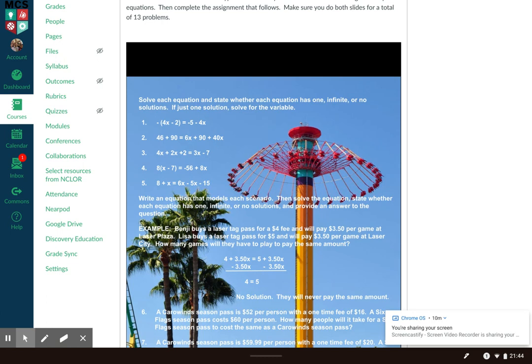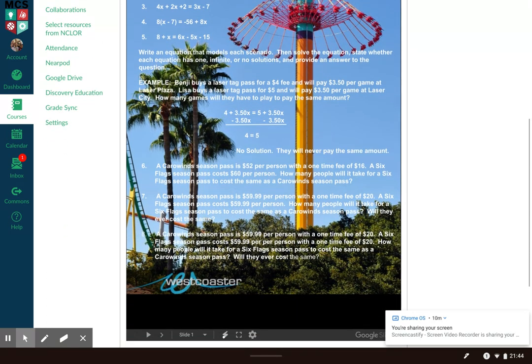Okay? Then the next part says to write an equation that models each scenario, then solve the equation, state whether each equation has one, infinite, or no solutions, and provide an answer to the question. So look at the example. The example says Benji buys a laser tag pass for a $4 fee and will pay $3.50 per game at Laser Plaza. Lisa buys a laser tag pass at $5 and will pay $3.50 per game at Laser City. How many games will they have to play to pay the same amount?